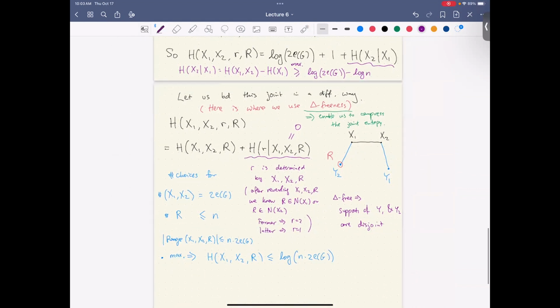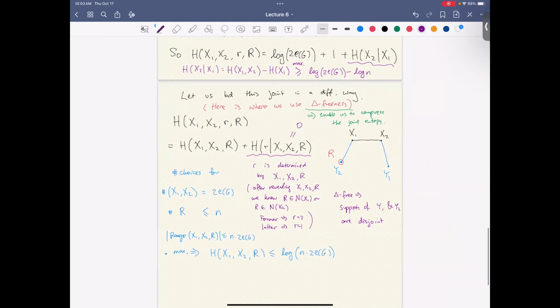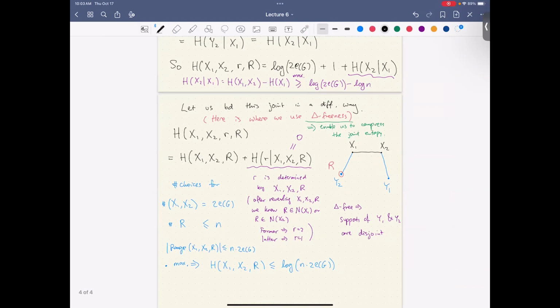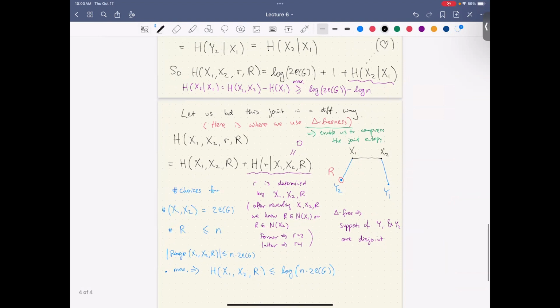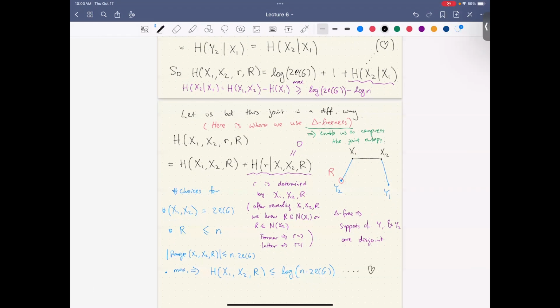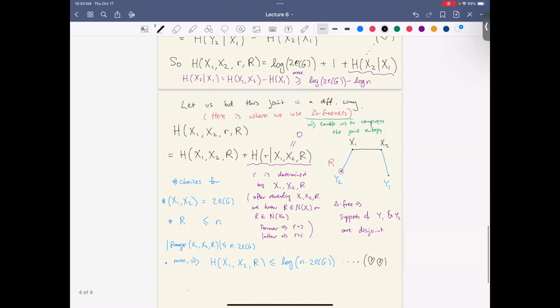So, putting things together, you will get Mantel's theorem. I will not do the calculation. Any questions?